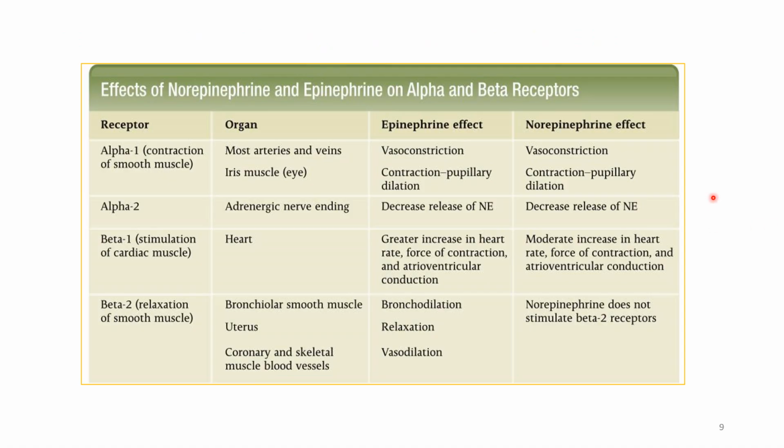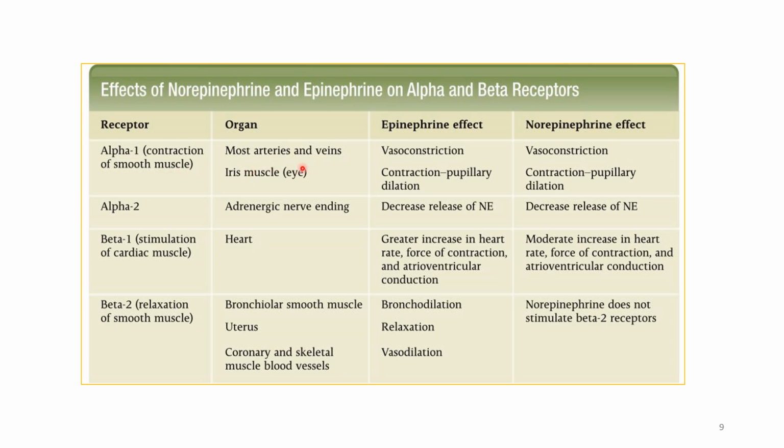Now coming to the effects of epinephrine and norepinephrine on their receptors. On which receptors will they act? They will act on alpha and beta receptors. You know that alpha again has alpha 1 and alpha 2, and beta actually has beta 1, beta 2 and beta 3. Beta 3 is present on adipose tissue, we leave it.